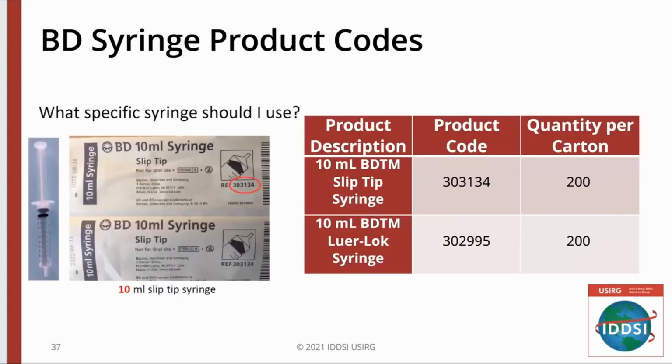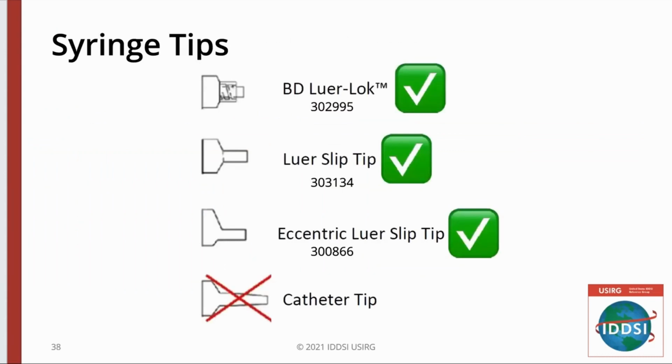Contact material management in your respective facilities to ensure that you have the appropriate 10 ml syringes. These are examples of BD syringes that are appropriate for use with the IDDSI flow test. The luer lock or slip tip shapes are optimal. The catheter tip should not be used for flow testing. This tip is restrictive and will slow the liquid flow, potentially resulting in false IDDSI liquid level determinations.